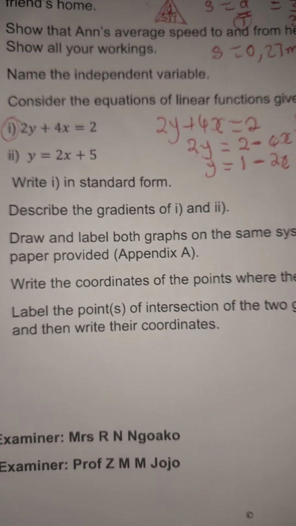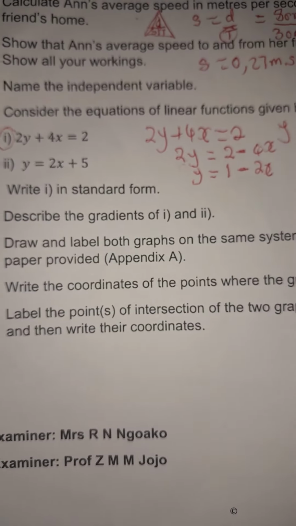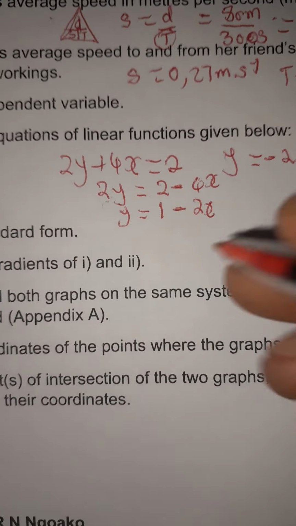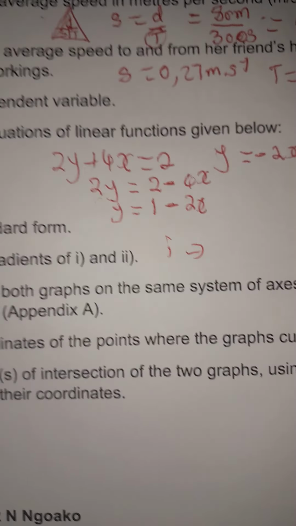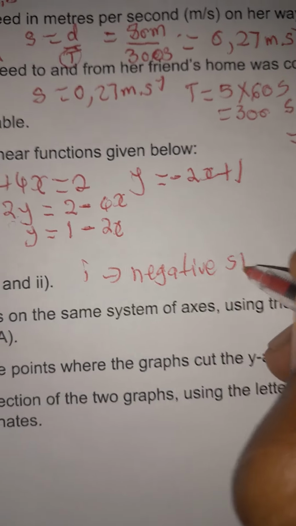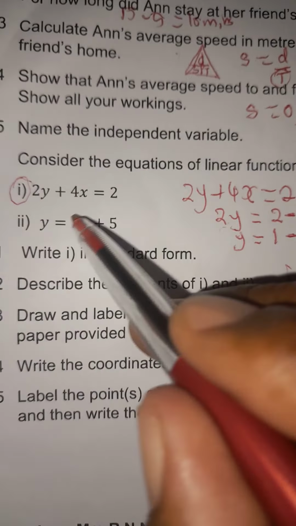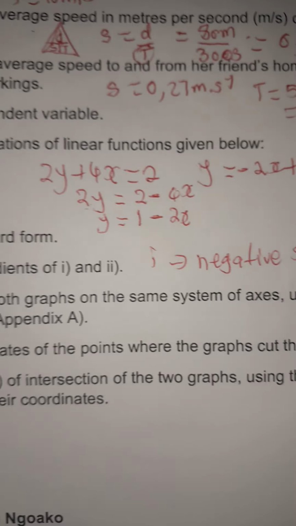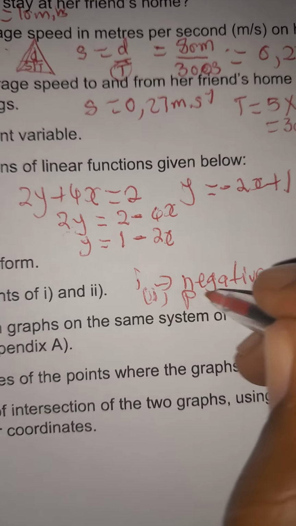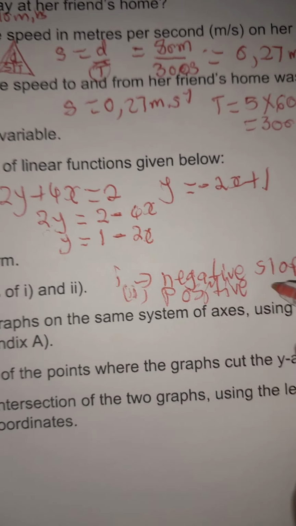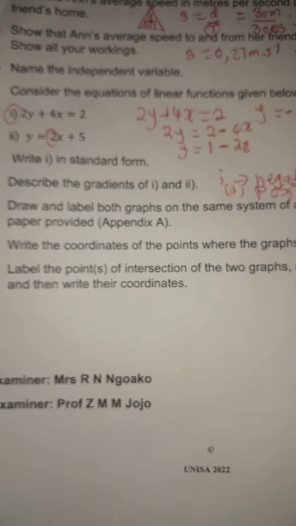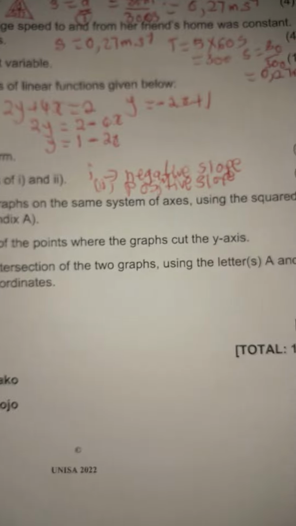Now describe the gradients. You describe, you don't give the values. For the first one, figure 1, we can see the gradient is negative, so it has a negative slope. The other one has a positive slope. We can see the gradient is positive here, so figure 2 has a positive slope.